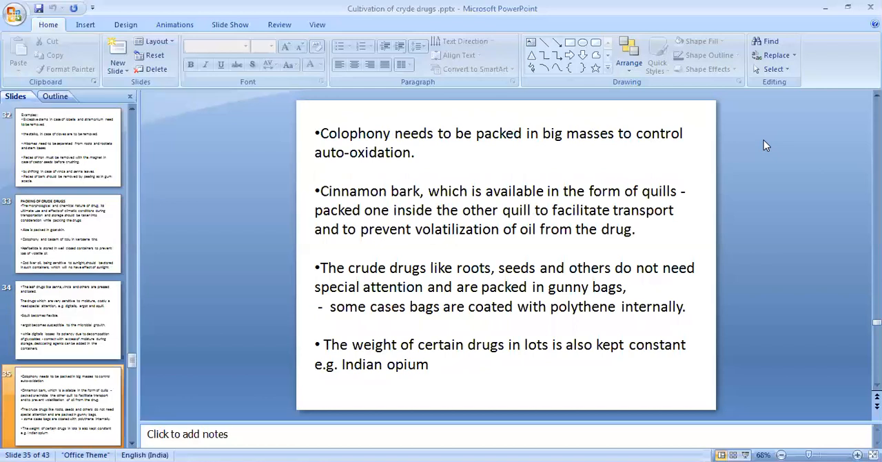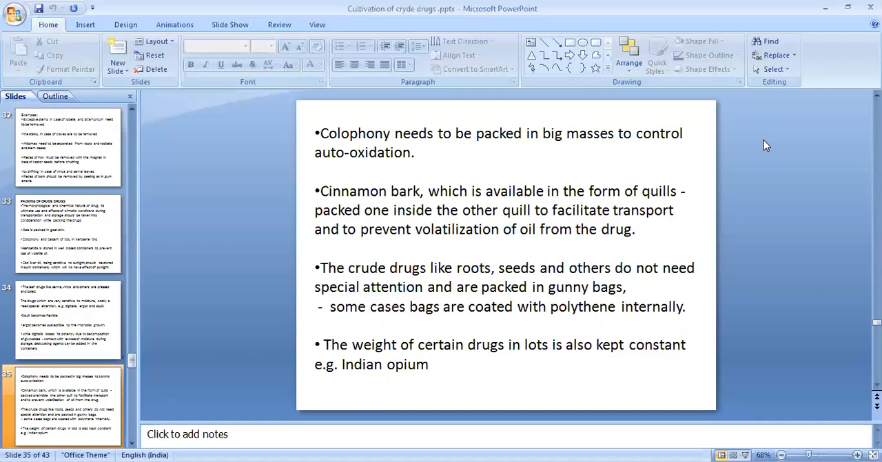And colophony, and when you are doing the packing, you also should take into consideration the form or the state in which you are going to store. Usually colophony should be packed in big masses, not as a powder, to prevent auto oxidation. And cinnamon bark, usually after drying, attains the shape of a quill.